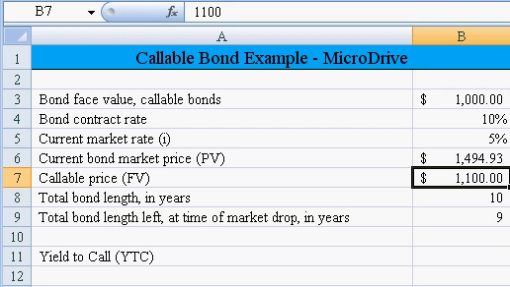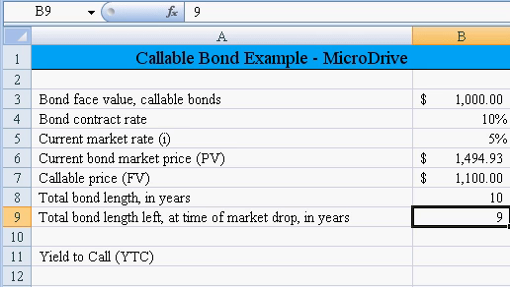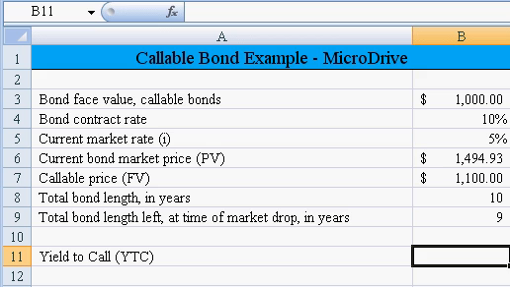Okay, the bonds, when they were originally issued, were for 10 years in length, and at this point in time there's 9 years left, and we're asked to solve the yield to call. The way I'll do that is with Excel's rate feature. What I'm going to do is just copy in the formula, and then I'm going to explain how I got it.